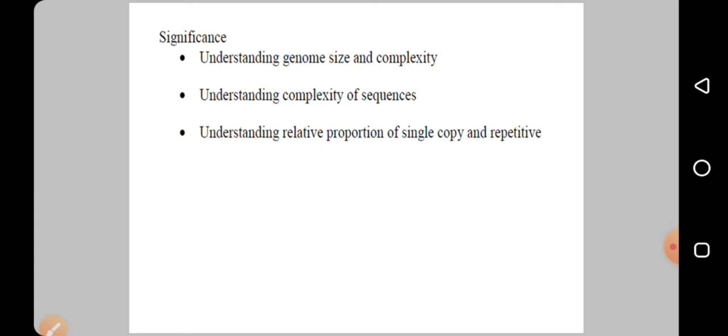Then we studied Cot analysis. It is clearly measuring the complexity. It depends on renaturation. Thank you.